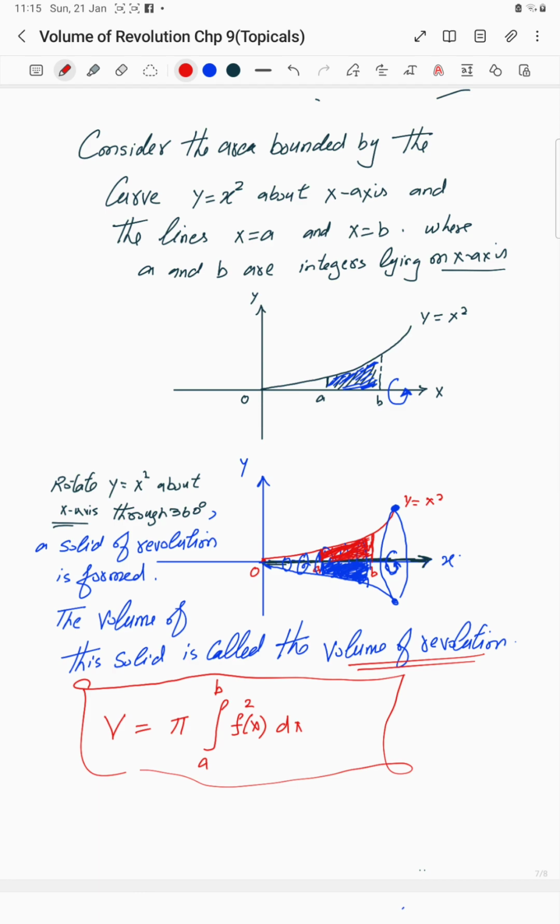Even we can approximate this volume by finding a series of cylinder disks of thickness delta x. There's another way, but the most appropriate and simple way to find this is to apply this rule to find the volume of revolution. Let's see more figures to discuss.